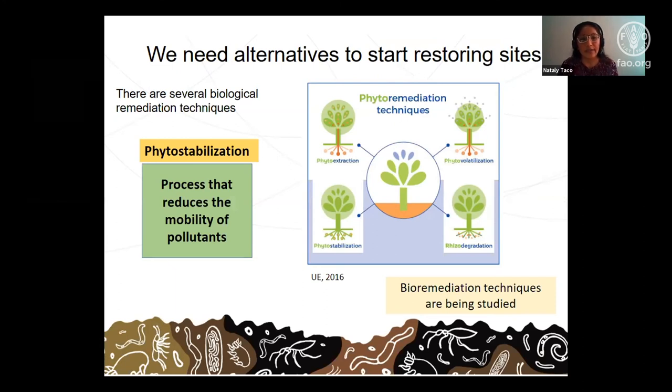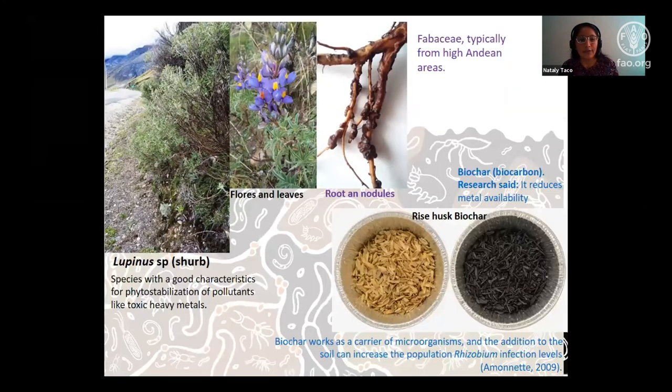So we have several biological remediation techniques, but one is phytoremediation. In the laboratory, we are starting to work with phytostabilization plants because it is a process that reduces the mobility of the pollutants in a field. So we have some tools. First, we know lupinus is a species with good characteristics for phytostabilization of pollutants. Also, we have a lot of species of lupinus.